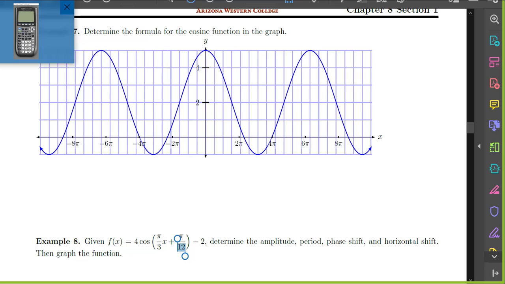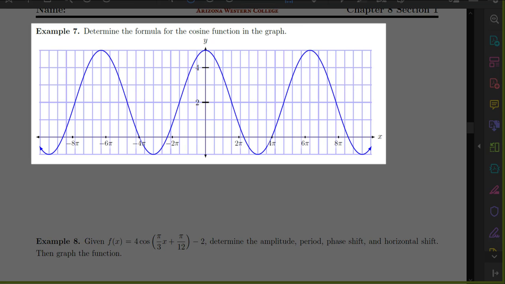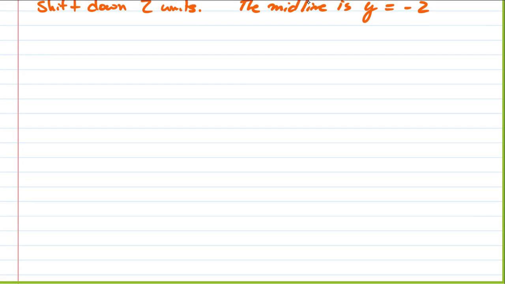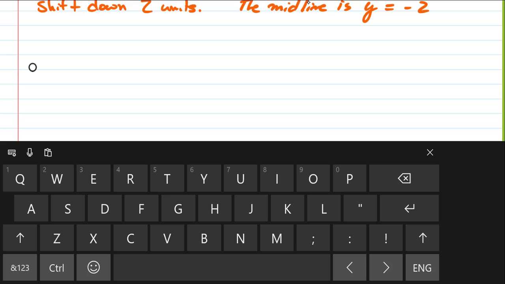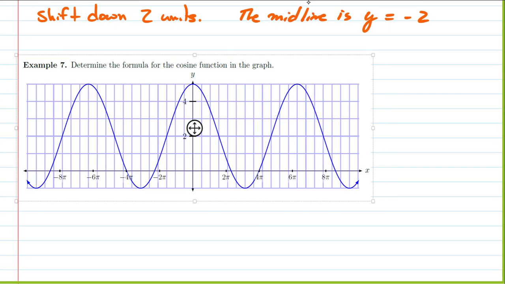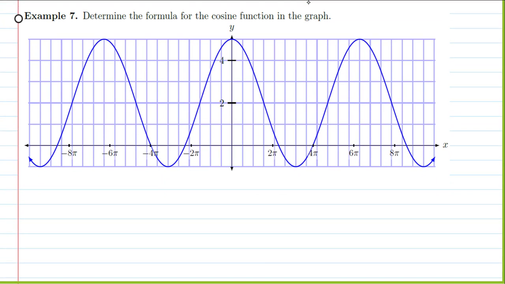All right, so if we can do it forward, we should also be able to reconstruct a formula given a graph. So determine the formula for the cosine function in the graph. All right, so we start looking at this.